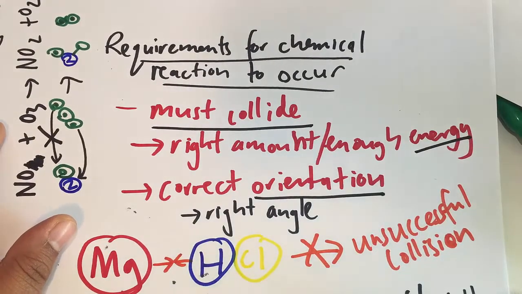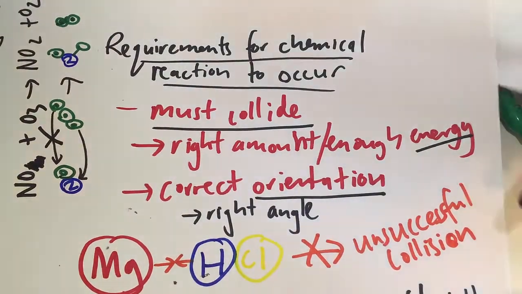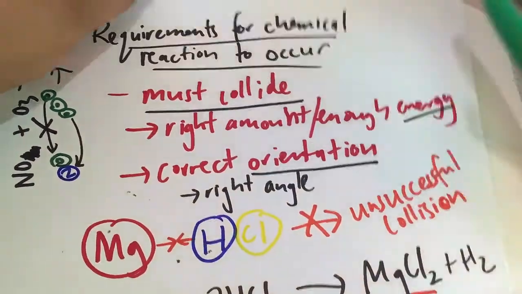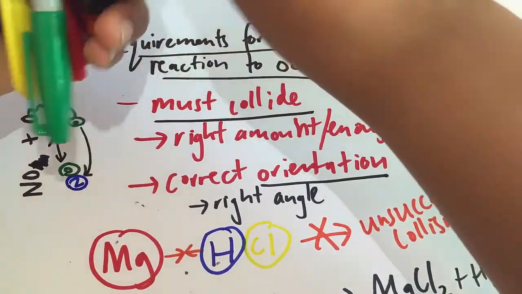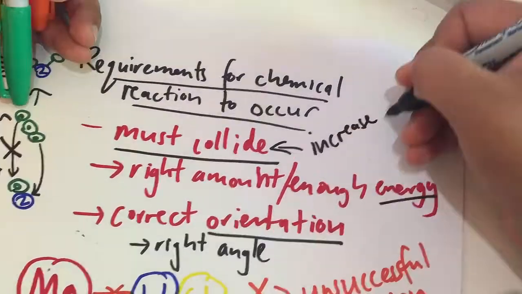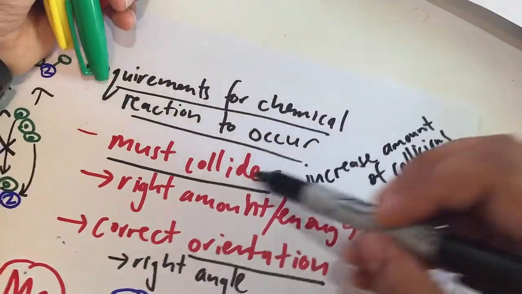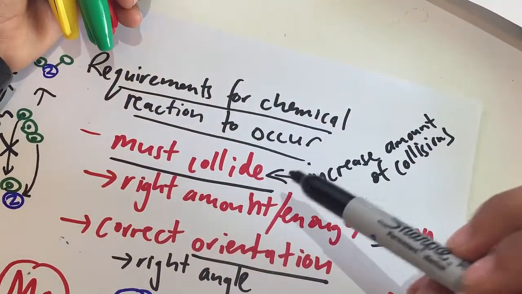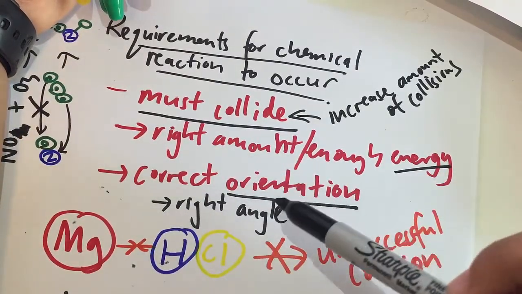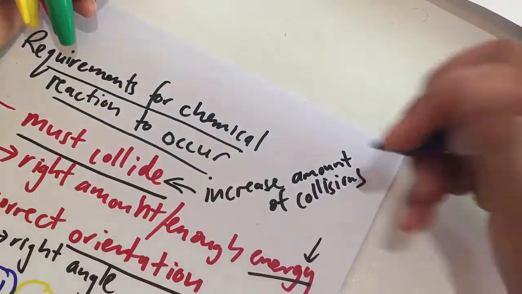How do we manipulate getting enough successful collisions for this reaction to occur, or to occur at a faster rate? And the idea is that if we know that we need to get them colliding, we can try and increase the amount of collisions. And if we increase the amount of collisions that are occurring, there's a greater chance that we're going to get those successful collisions occurring, because more chance that they're going to be colliding in the right orientation. But also what we can do is we can manipulate this energy, so by providing more energy.